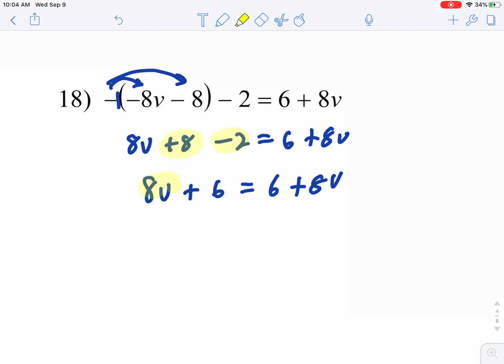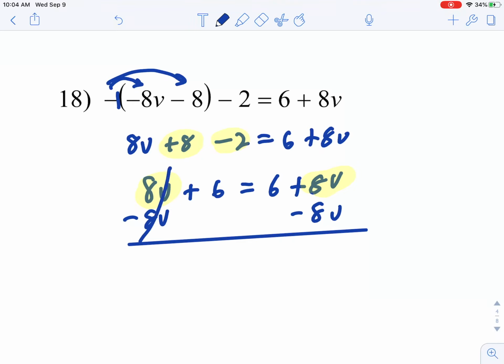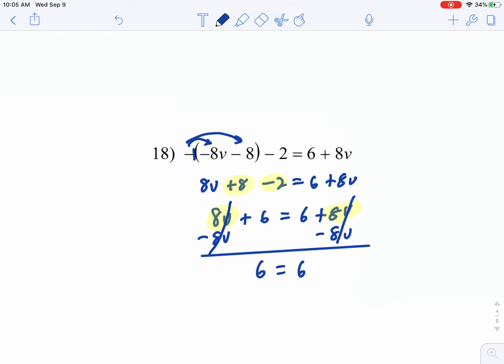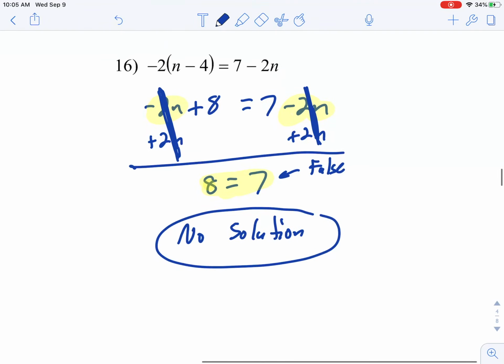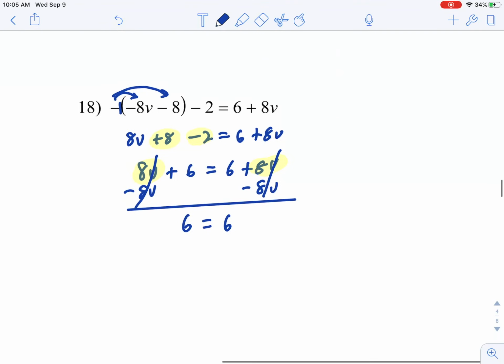Now we have variables on both sides of the equal sign. We need to get those together. What does it take to cancel out an 8v? It's going to take minus 8v, and you have to do that on both sides of the equal sign. 8v minus 8v, 0, cancels out, you get 6. Over here, cancels out, you get 6. Just like the last problem, the variable disappeared. It's not anywhere to be found. That means this is a special case.